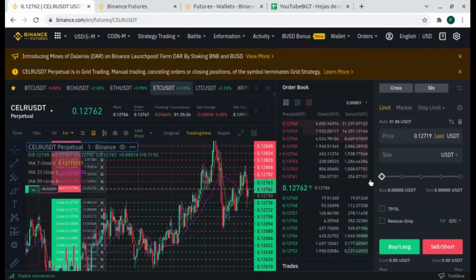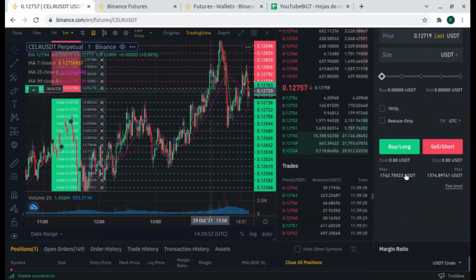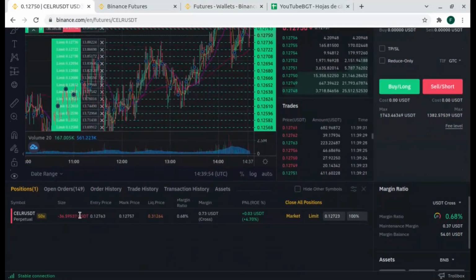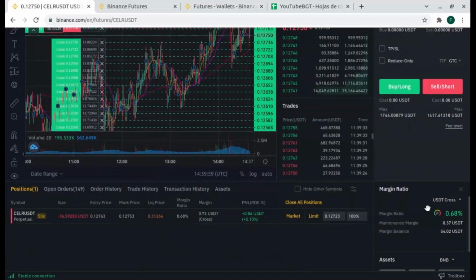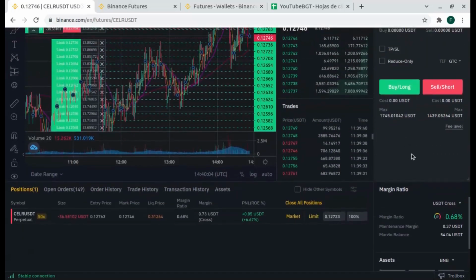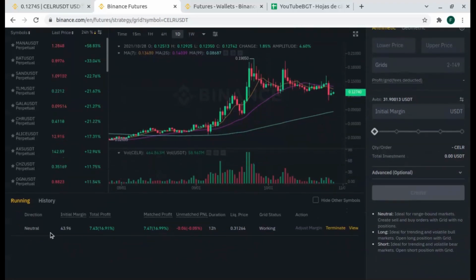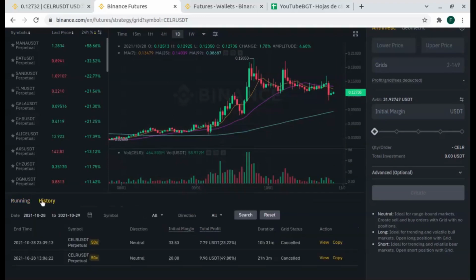54.6. This means we are running out of BNB for paying the commissions, so we're going to solve that. We can check that the price is very near the initial strategy price. The margin ratio is very low, but we don't have BNB to pay the fees, so we're going to solve that in a minute. So this is the running grid.